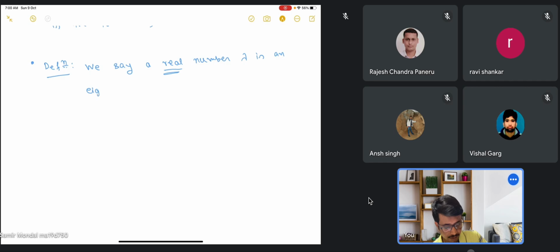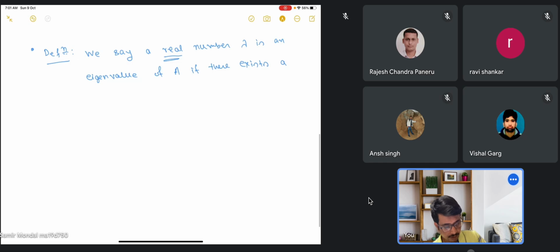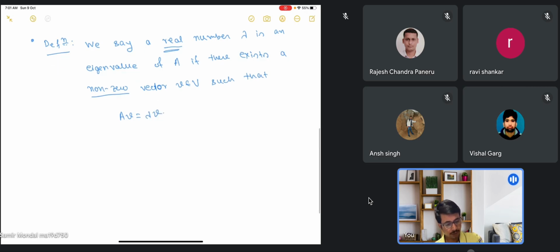is an eigenvalue of A if there exists a non-zero vector v, where you are taking the non-zero vector, could you understand? Yes, sir. Such that Av equals lambda v. So this non-zero vector is called your eigenvector, and this scaling factor is called an eigenvalue.